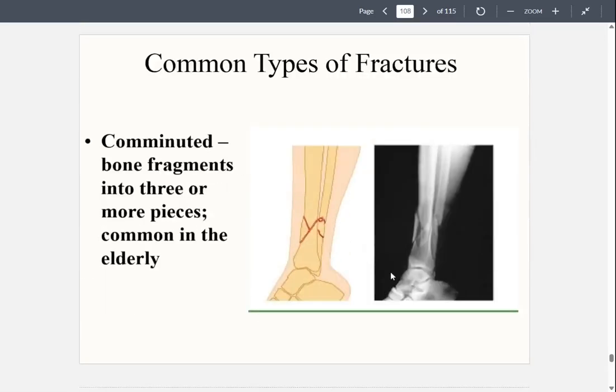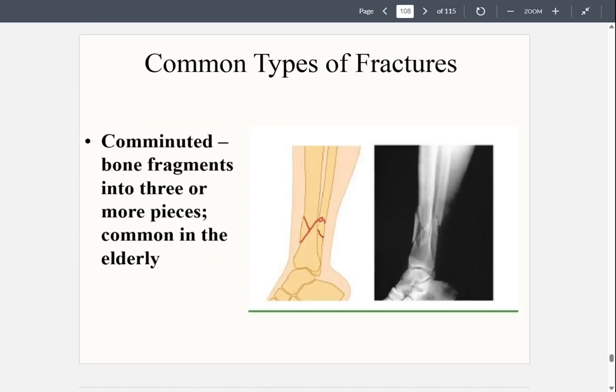Comminuted fractures are when the bone has broken into 3 or more pieces. These are very common in the elderly. Why 3 or more? If you have a simple fracture, you are going to have 2 bone fragments because it's breaking through. You're going to have the top piece and the bottom piece.